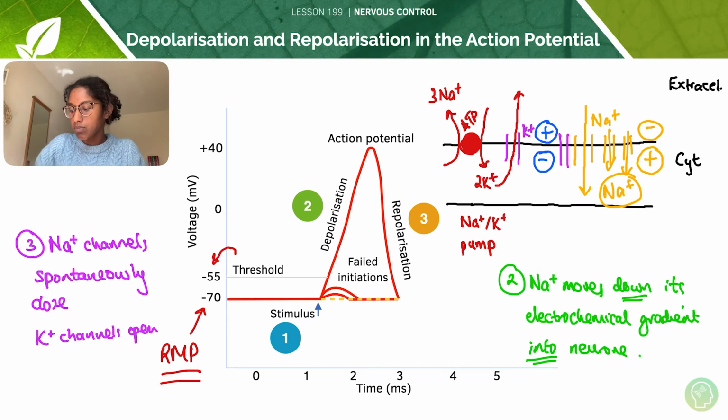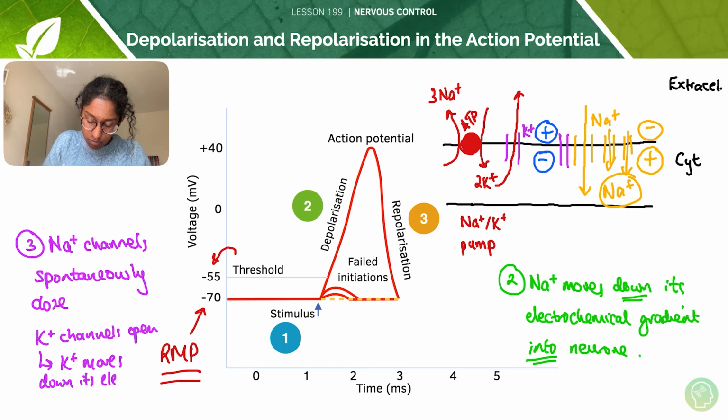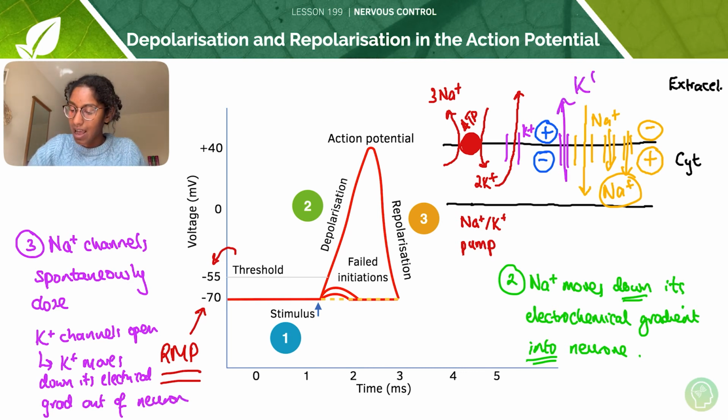Well, we've now got this positive charge on the inside of our neuron and this negative charge on the outside of our neuron. So potassium is going to move down its electrical gradient out of the neuron. Why is that occurring? That's because our potassium is positively charged and it's attracted to the more negative charge on the outside of the membrane that's now happened after this depolarization.